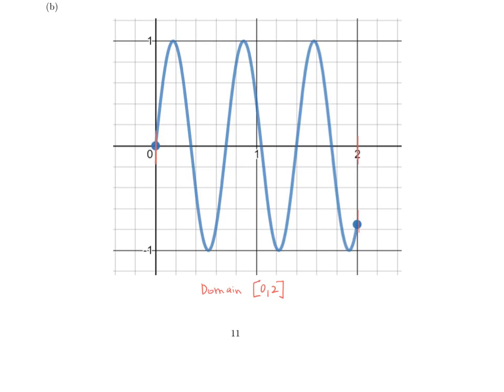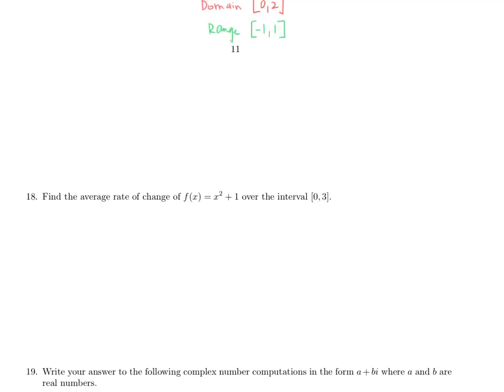Your range, you're simply looking bottom to top. So the lowest your graph goes is here, which is a -1, and the highest your graph goes is here, which is a 1. So your range is -1 to 1. So again, domain is x values, left to right. Range is y values, bottom to top.